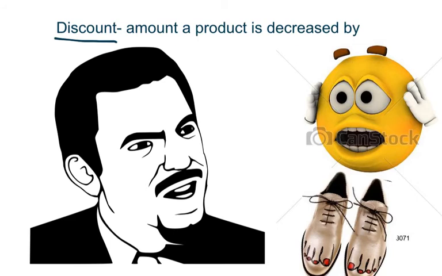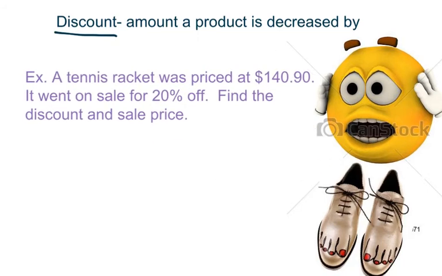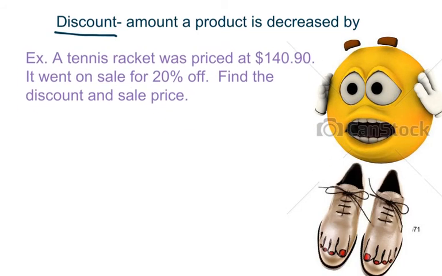All right, let's say a tennis racket was priced at $140.90, and then it went on sale for 20% off. Find the discount and the sale price. So these are the two things we're trying to find.